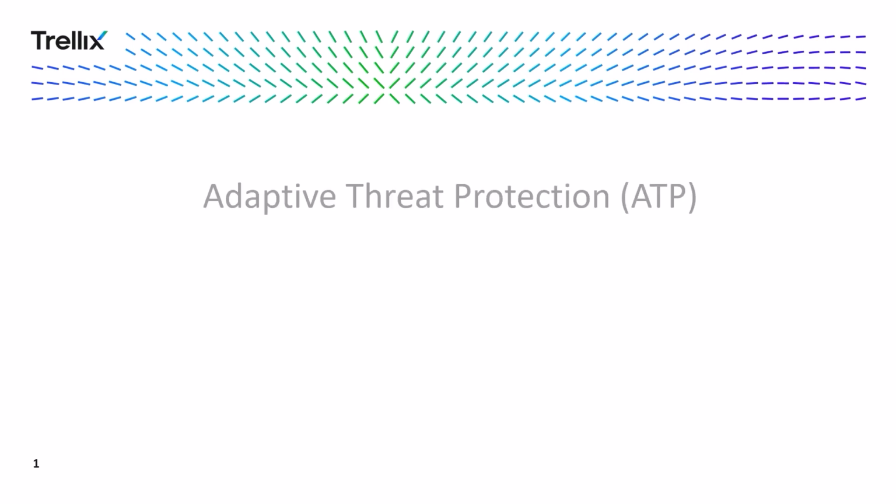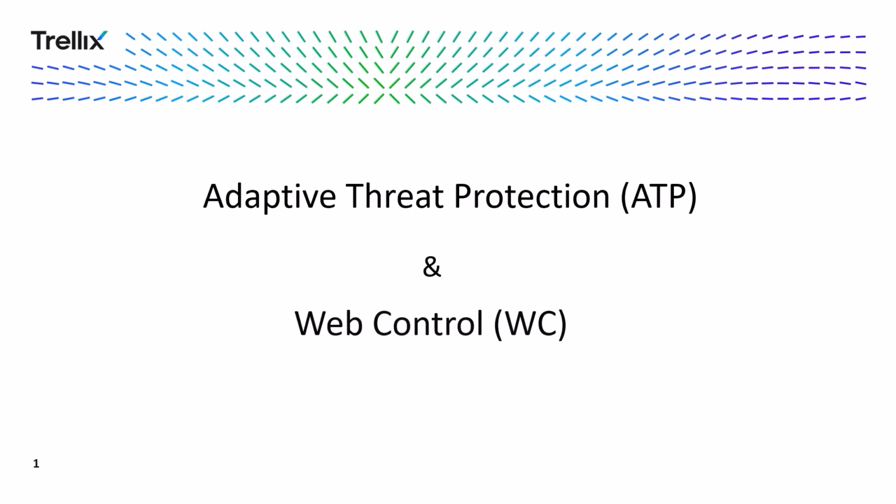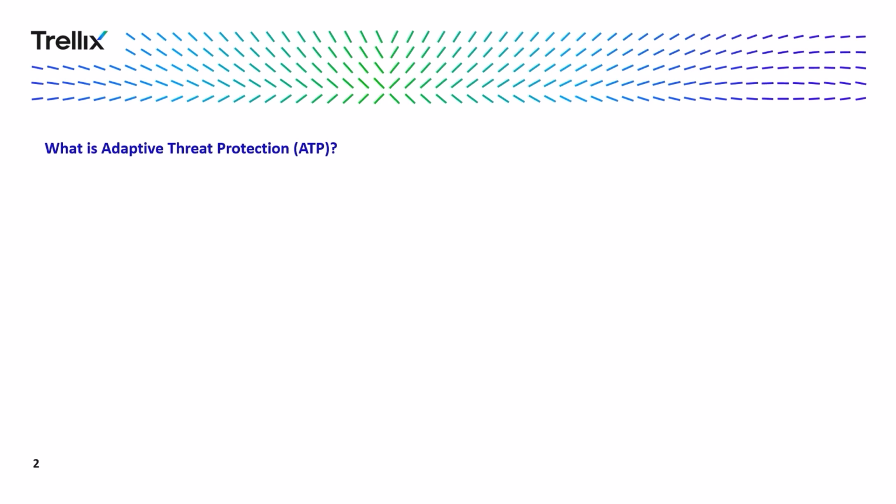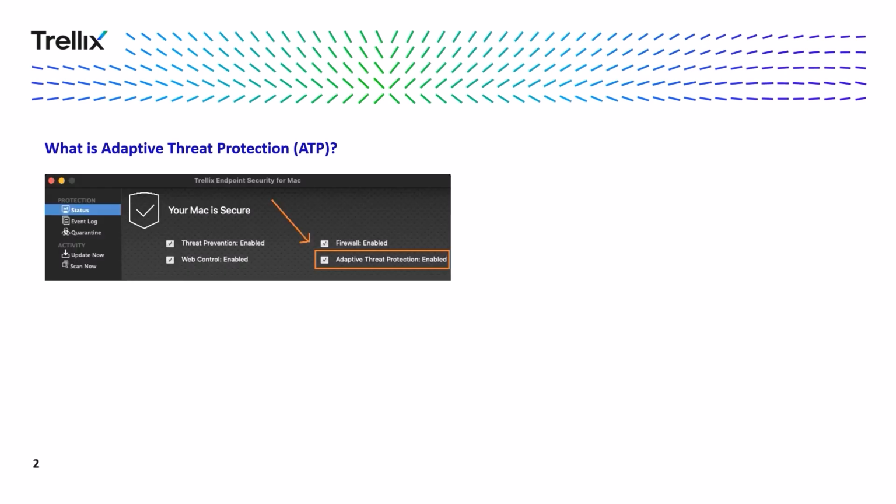Over the next few minutes, we are going to take a quick look at ENS Adaptive Threat Protection and Web Control. So let's begin with Adaptive Threat Protection. What is Adaptive Threat Protection, also referred to as ATP? In the screenshot below, we can see Trellix Endpoint Security for Mac with all four modules installed.